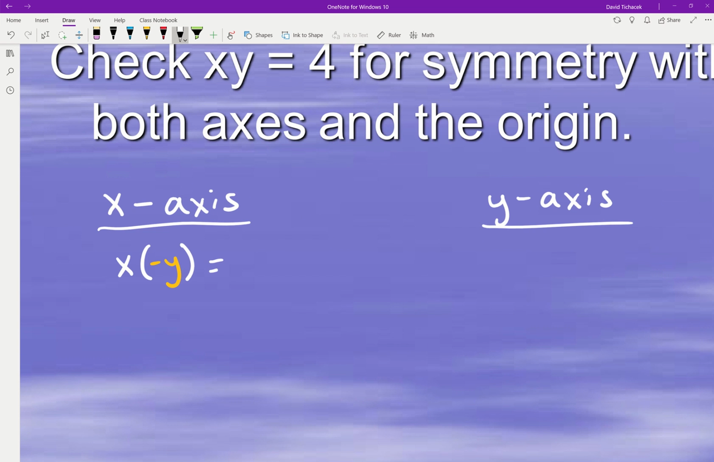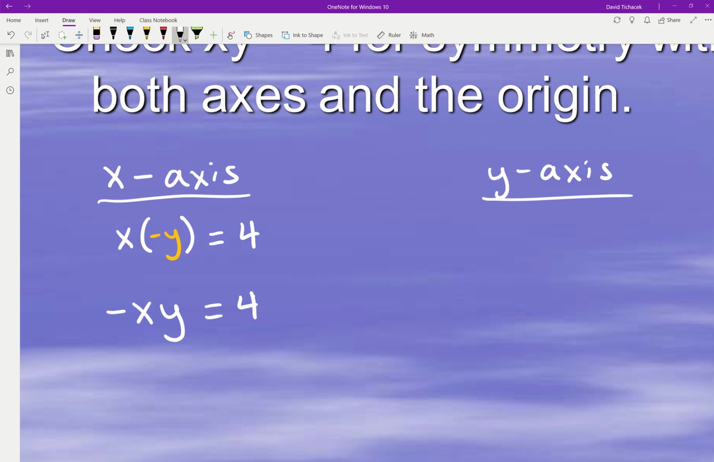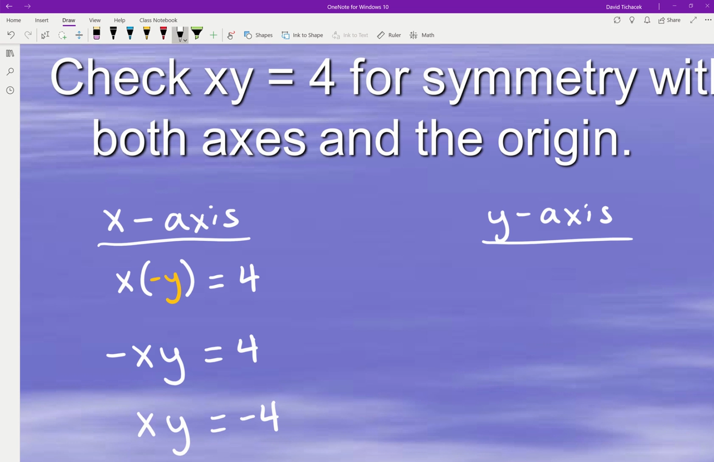Okay, so when we do that, do we change from the original? Well, yes, because a positive times a negative makes a negative. This is going to end up simplifying to negative xy is equal to 4. And if we simplify, maybe divide both sides by negative 1, we end up here with x times y is equal to negative 4. And that is not the same as what we started with. We wanted x times y is equal to 4. So because that's not the same as what we started with, we're going to go ahead and say, nope, we don't have x-axis symmetry. Okay? For a similar argument, look at y-axis symmetry, right?